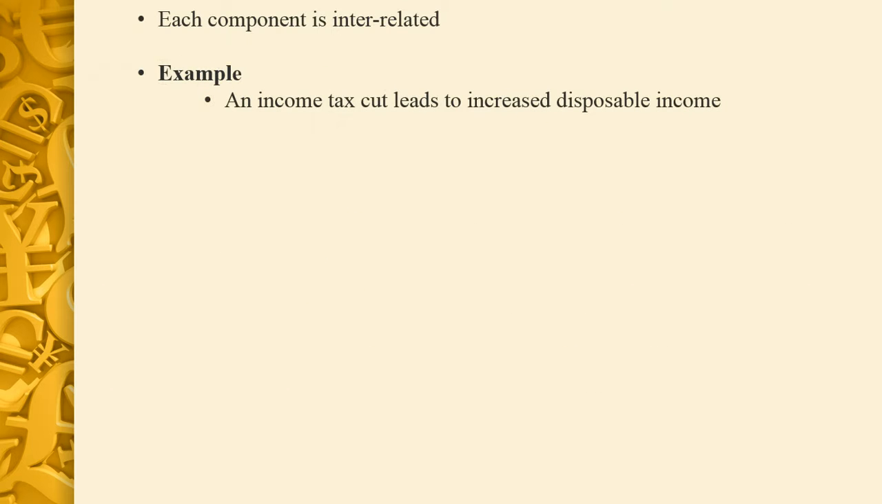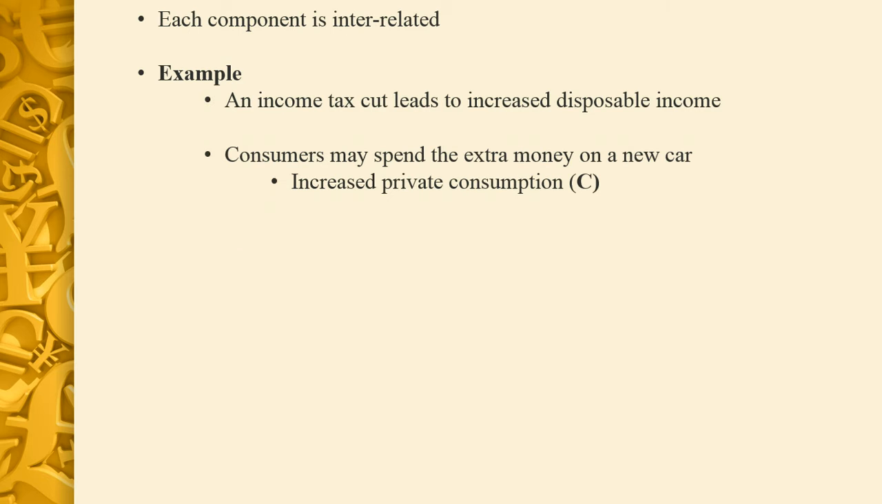Okay, so each component is interrelated. For example, an income tax cut: the government steps in and they have an income tax cut that leads to increased disposable income. Similarly, last year when the carbon tax came in, they increased the tax-free threshold from $6,000 to $18,200. So a lot of people in that $16,000 bracket now have tax-free money. They've now got an increased amount of disposable income. So we have an income tax cut leading to increased disposable income.